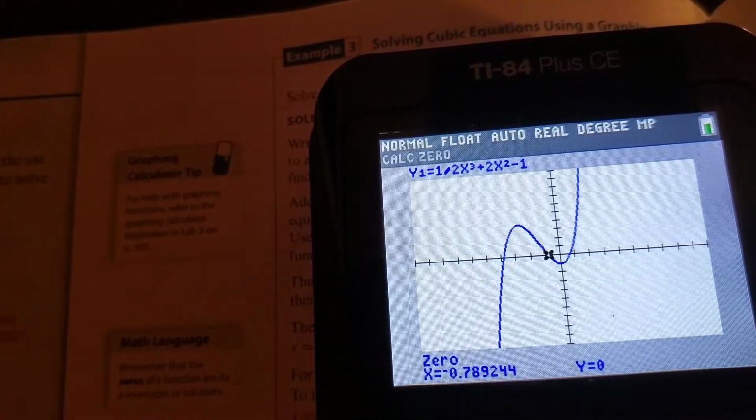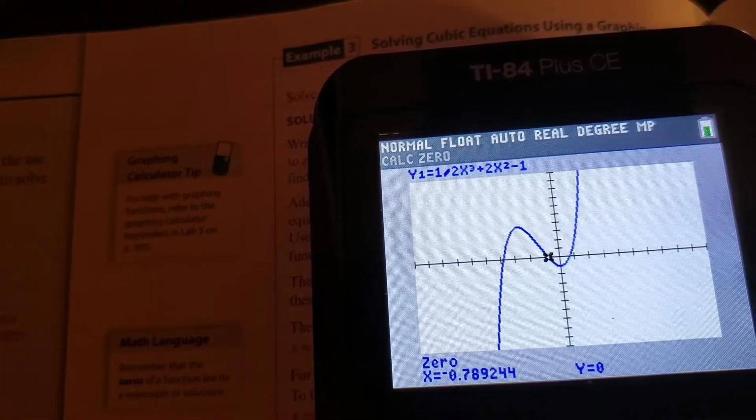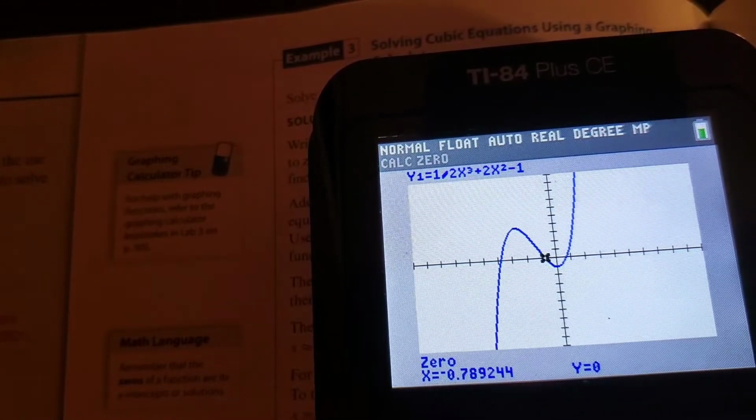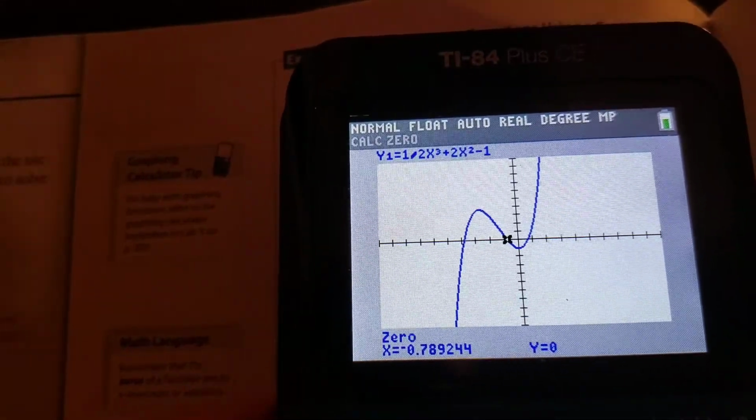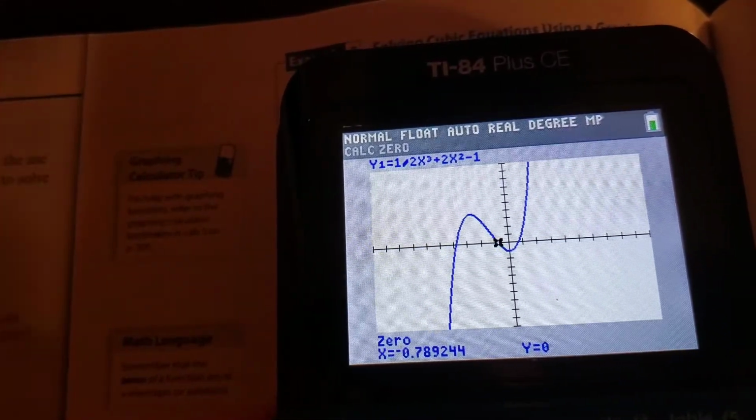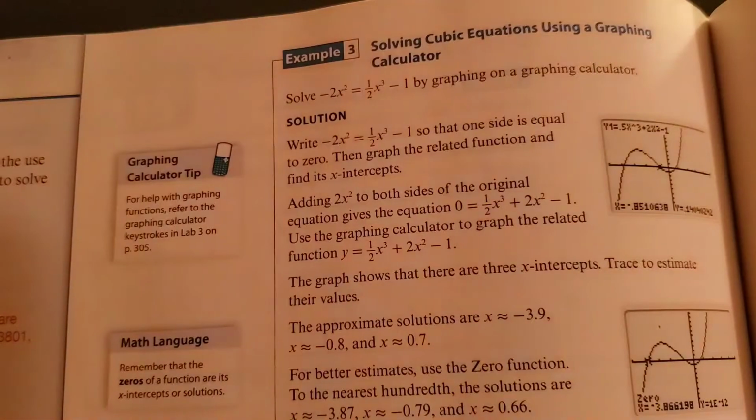And we get negative 0.789244, or I will say that your book probably says negative 0.79. Sometimes they actually even like to push that number into negative 0.8. No, they just put negative 0.79, which is what I got.